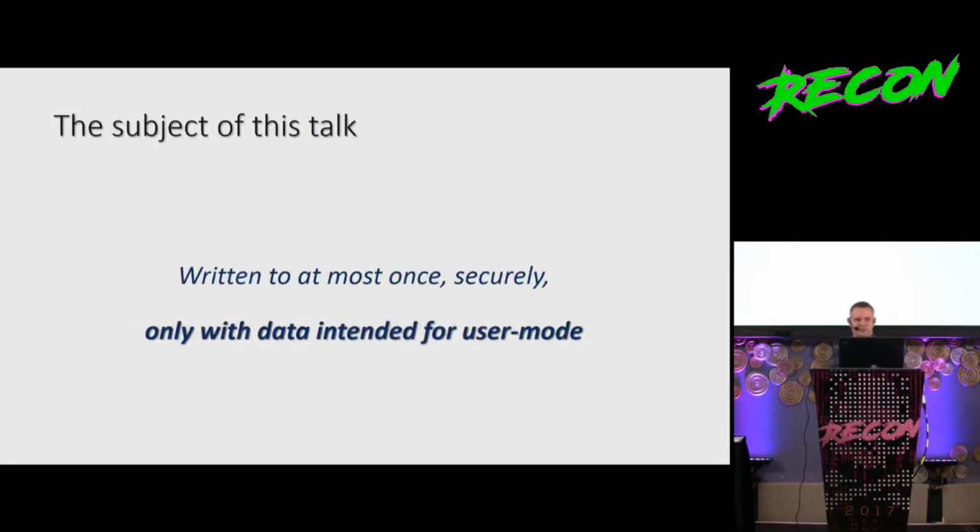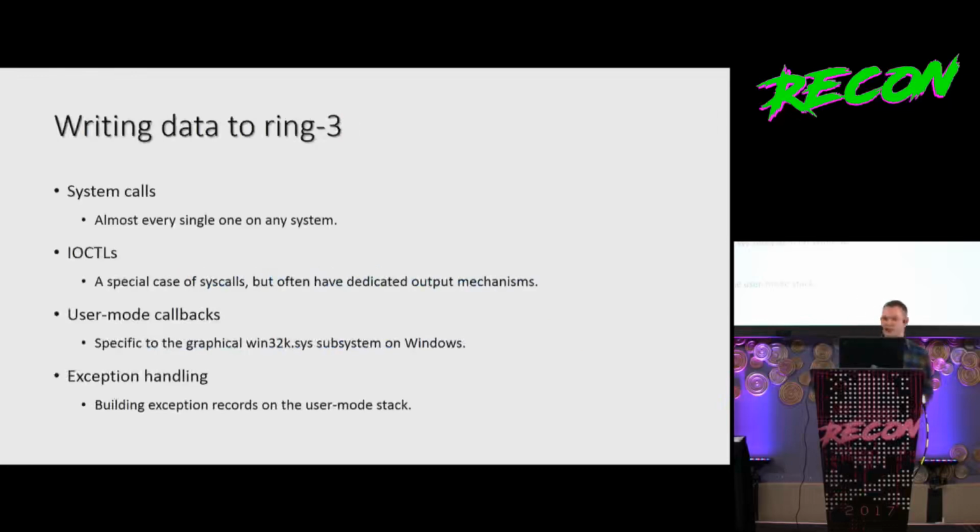But the actual subject of this talk is violating this assumption of only writing data that is intended for user mode. So when does it really happen? I mean, there are in general four places where this happens. Of course, system calls. It happens in almost every system call. Then we have IOCTLs, which are a specific case of system calls, but they have some dedicated output mechanisms. We have user mode callbacks, which are specific to Windows and the Win32k subsystem. And we have exception handling, when the kernel builds an exception frame on the user mode stack, for example.